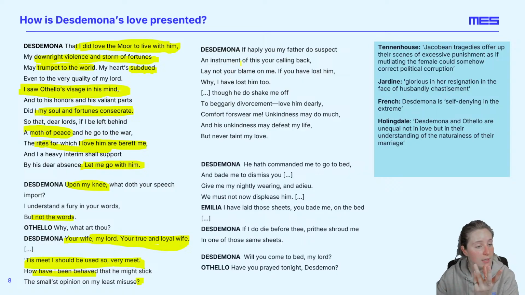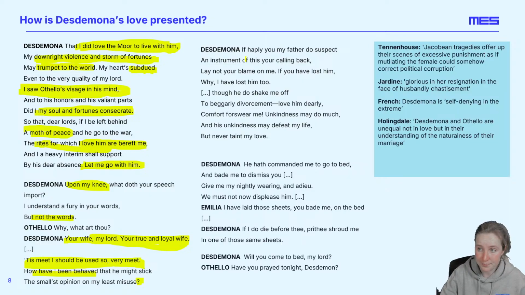Interestingly as well, Desdemona says, "If haply you, my father, do suspect an instrument of this your calling back, lay not your blame on me. If you have lost him, why, I have lost him too. Though he do shake me off to beggarly divorcement, love him dearly, comfort forswear me. Unkindness may do much, and his unkindness may defeat my life, but never taint my love." So this is again reflection after one of these treatments of Othello, which is unkindness to Desdemona. And this is her speaking to him.